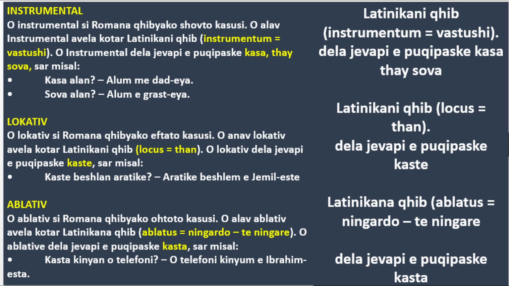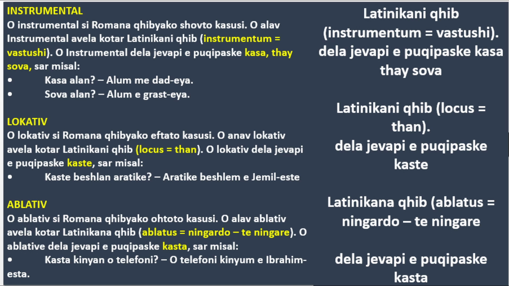Locative. The locative is the seventh case of the Romani language. The word locative derives from the Latin language. Locus equals place. The locative corresponds to the question to whom. In Romani casta. In the examples the ending t is found. Casta beshlan RTK. RTK beshlam e gemel este. At whose place? Where did you stay last night? Last night we stayed at Gemel's place.